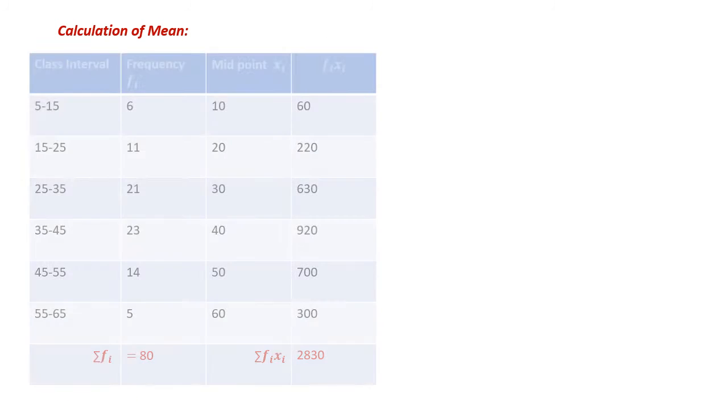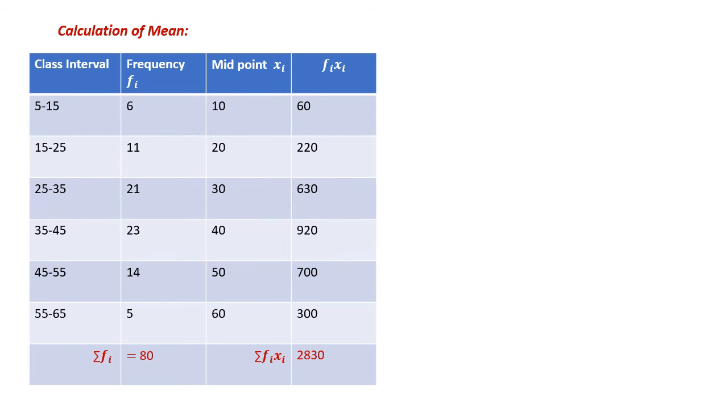To calculate the mean, let's see the class intervals and frequencies. We can do it by the direct method. To find the mean, the first thing we have to find is the midpoint. The midpoint is found using the formula (upper limit plus lower limit) divided by 2. For 5 to 15, 15 plus 5 is 20, divided by 2 is 10. Similarly, 15 plus 25 is 40, divided by 2 is 20. So on, you can find the midpoints 10, 20, 30, 40, 50, 60.